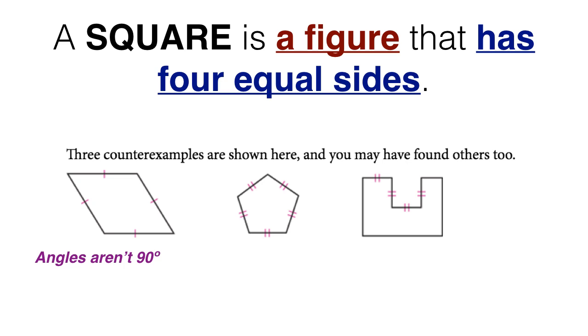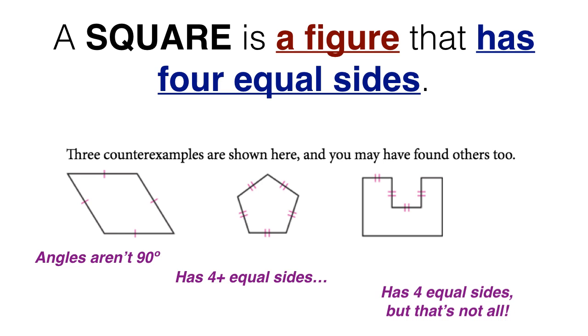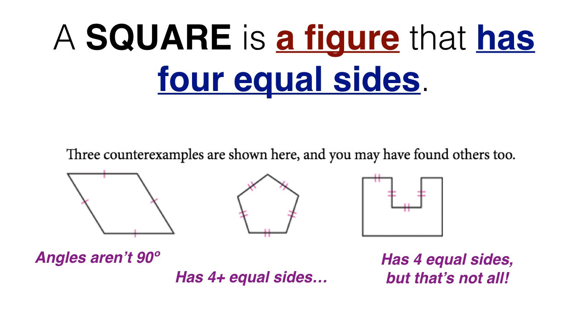If you look at the figure in the middle, this does have 4 equal sides. Unfortunately, it has more than 4 equal sides. It has at least 4 equal sides. And as a result, that's not a square, even though our definition is true. And likewise, this last figure does have 4 equal sides, but those aren't all of the sides.